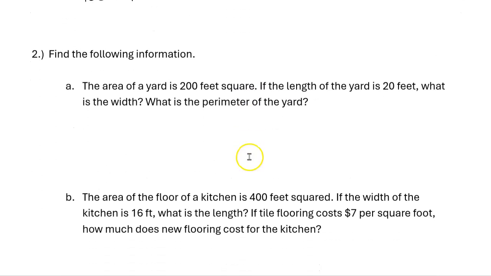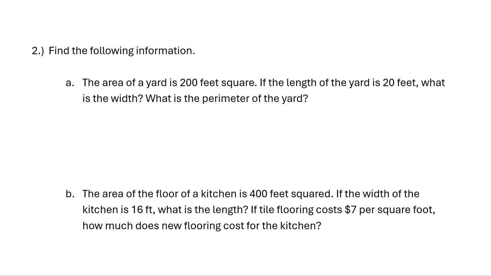Okay, so for number 2, we have the area of a yard is 200 feet squared. If the length of the yard is 20 feet, what is the width? What is the perimeter of the yard? Okay, so we're dealing with squares and rectangles, right? So I'm going to go ahead and draw my yard. I know that the area, the part inside, is 200 feet squared. The length is 20 feet, and we're looking for the width. But also notice we're looking for the perimeter.